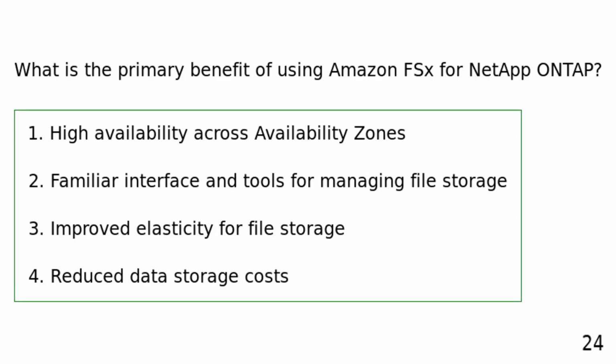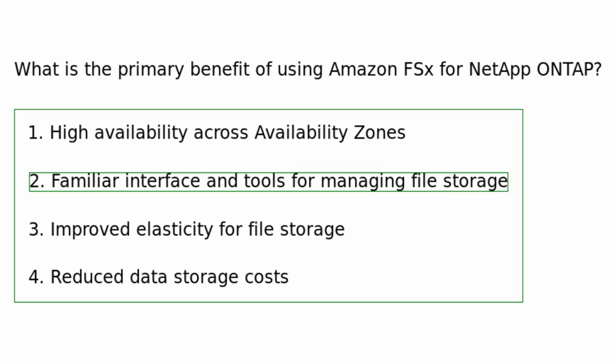What is the primary benefit of using Amazon FSx for NetApp ONTAP? High availability across availability zones. Familiar interface and tools for managing file storage. Improved elasticity for file storage. Reduced data storage costs. Amazon FSx for NetApp ONTAP provides a familiar ONTAP file system experience for migrating existing NetApp workloads to AWS.